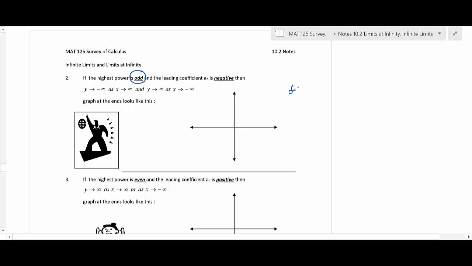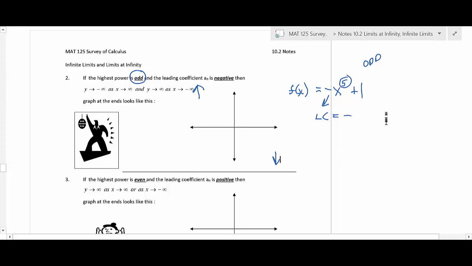Say you have f of x equals negative x to the fifth plus 1. That's a polynomial, and again, it's an odd degree. The highest power is odd. The leading coefficient, which is the number in front, is negative. If you don't know this vocabulary, the leading coefficient is the number in front of the highest power. So it just goes like this. Anytime you have a graph like that, that's what it does. As you go to the left, you go up. As you go to the right, you go down. And that'll tell you how to do your limits on these problems.